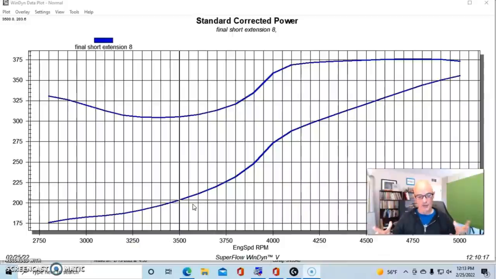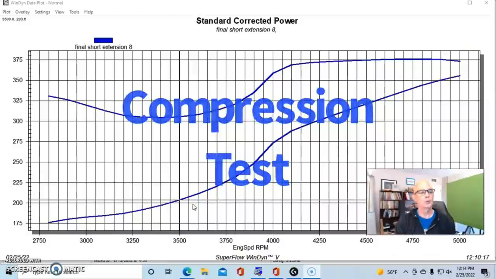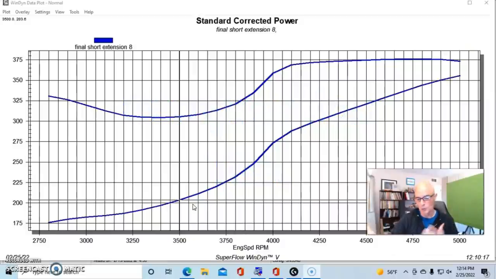We tried a number of things. I even took the thing apart and did a compression test on it to make sure the motor was still happy, that nothing happened while the motor was sitting since the last time we ran it. We ended up doing a number of things, and then it dawned on me, I asked myself the same question I always ask: okay, what did you change?